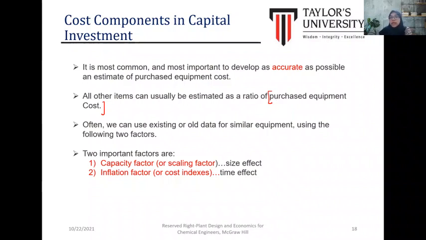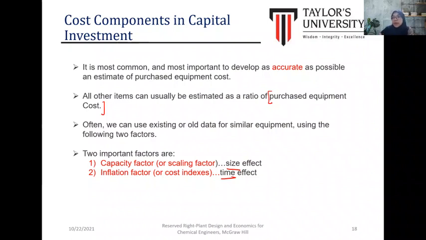Example, we estimate the cost for the pump. So we have the data from the previous project. So we are going to use that data by using the factor. For example, based on the capacity factor or the inflation factor, also called the cost indexes. For the cost indexes, it is based on the time effect, and for the scaling factor, it is based on the size effect.